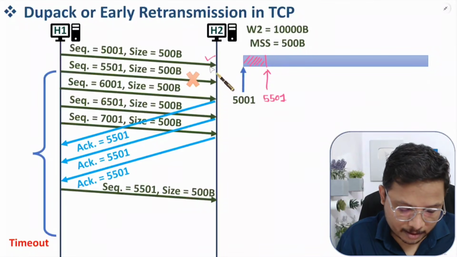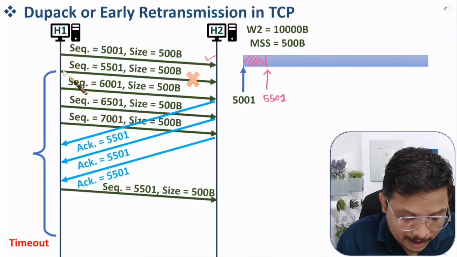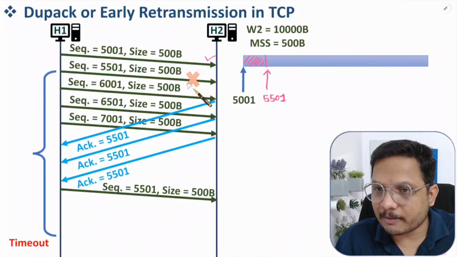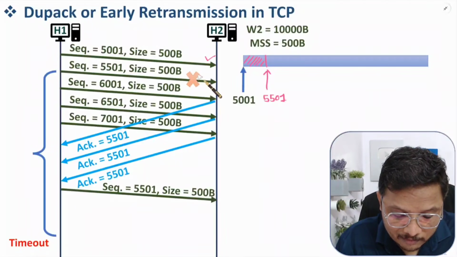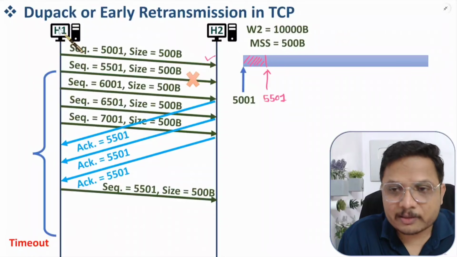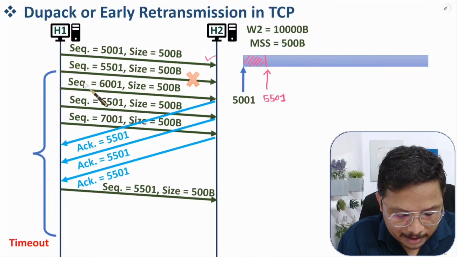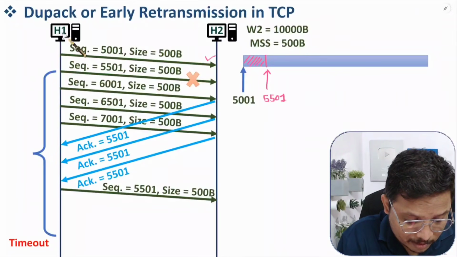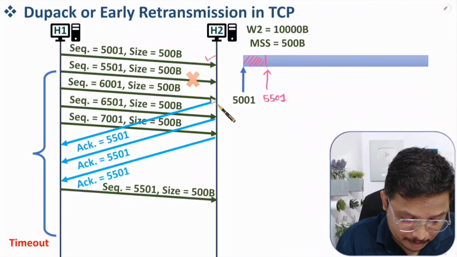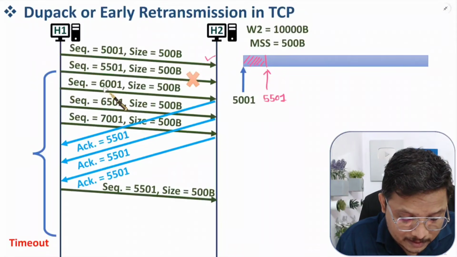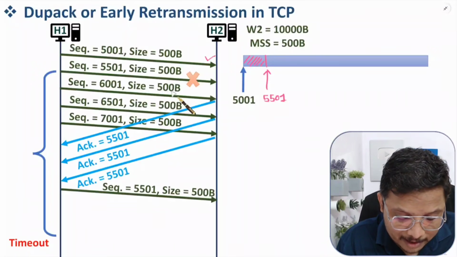Now see what is happening here. H1 is forwarding the next segment, which has sequence number 5001, but that is getting lost somewhere in the medium. As it is getting lost, H2 will not receive it, obviously, and H1 does not even know this segment is lost somewhere, right? So H1 will forward the next segment. Let us assume the next segment has sequence number 6001 with size 500 byte.